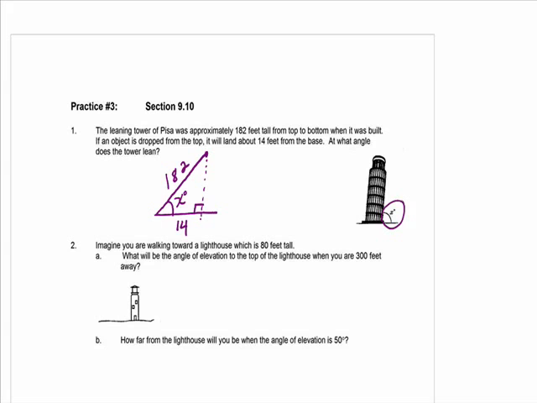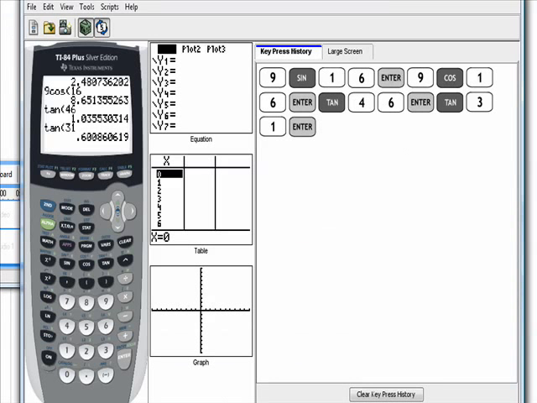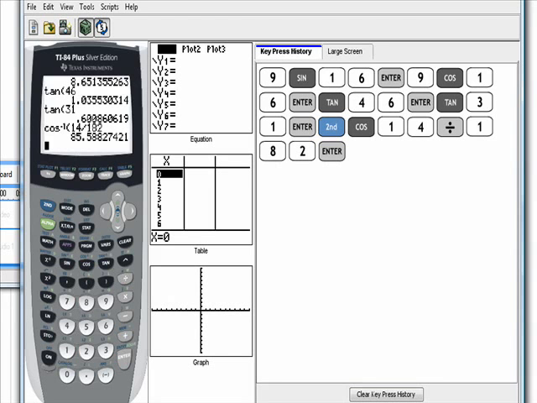Alright, to solve for x, what do I need to do? Cosine, adjacent over hypotenuse. So the cosine of x is going to be equal to 14 over 182. So in your calculator, you have to go cosine inverse or second cosine, 14 divided by 182. Enter. And we get about 85.6 degrees.